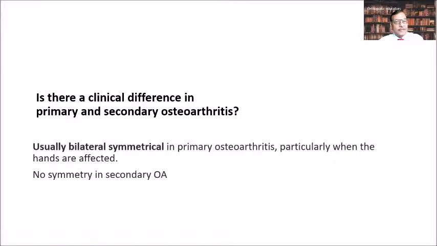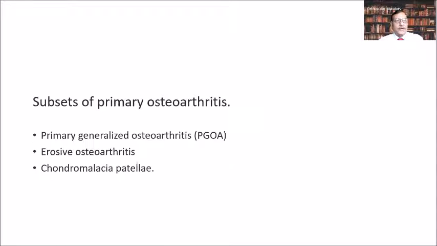Is there a clinical difference between primary and secondary osteoarthritis? Yes, there is a little difference. Primary osteoarthritis is usually bilaterally symmetrical, whereas there is no symmetry in secondary osteoarthritis. There are some subsets of primary osteoarthritis: primary generalized osteoarthritis, erosive osteoarthritis, and chondromalacia patella.